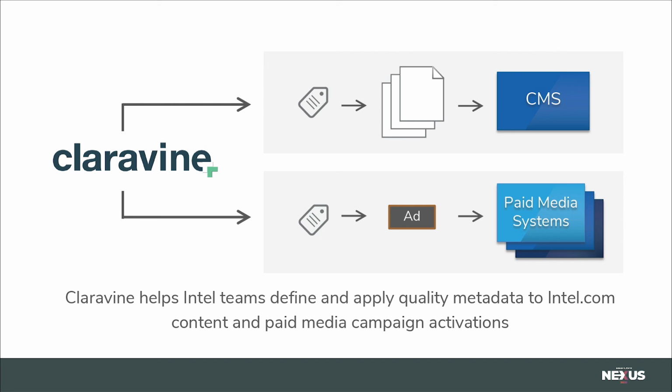And how does Claravine fit in? Well, from a strategy perspective, we are currently using Claravine to improve data quality in two areas. First, Claravine is helping Intel teams define complete and accurate metadata for content published on intel.com. And then our second use case is for paid media. Here we're using Claravine to generate codes that are applied to campaigns in the paid media systems.